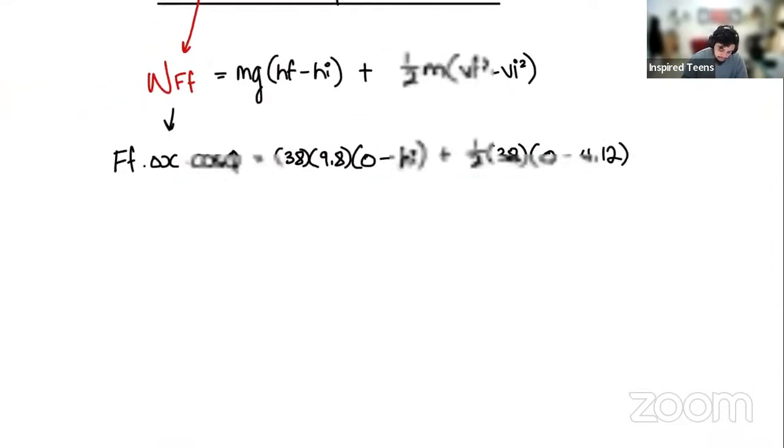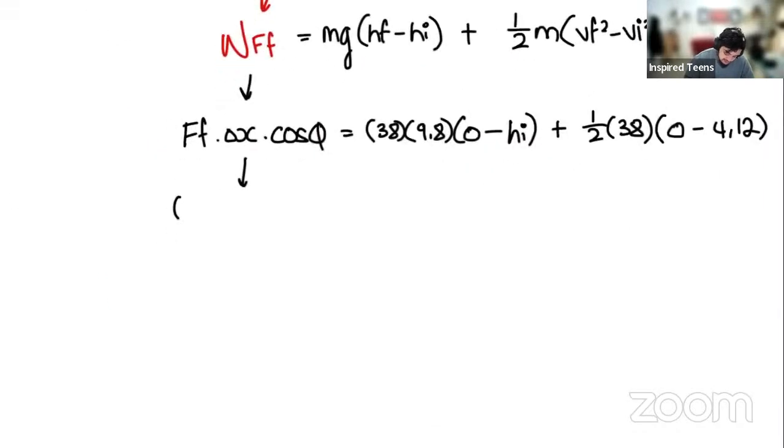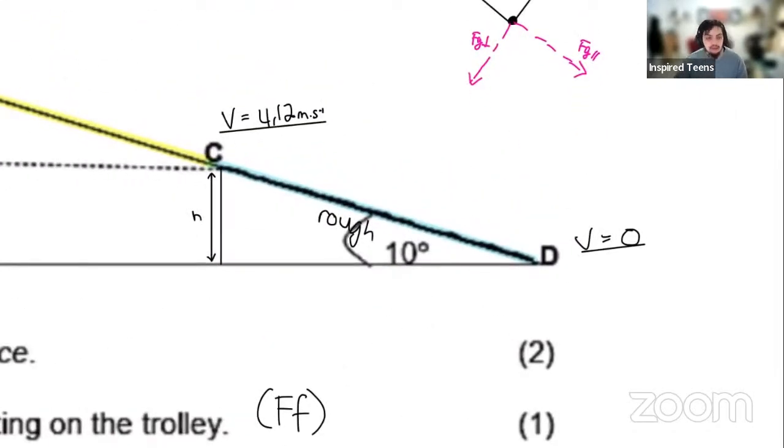Okay, let's substitute in here. Frictional force we calculated now is 77.02. Delta X, let's see if we have a displacement. If we look here, we do not have a displacement. It's not given. The length of CD is not given. This delta X is not given.